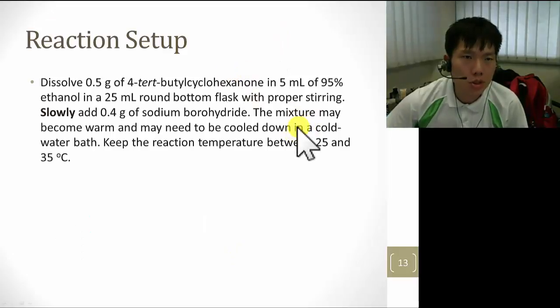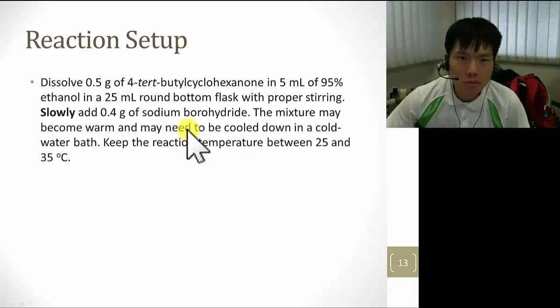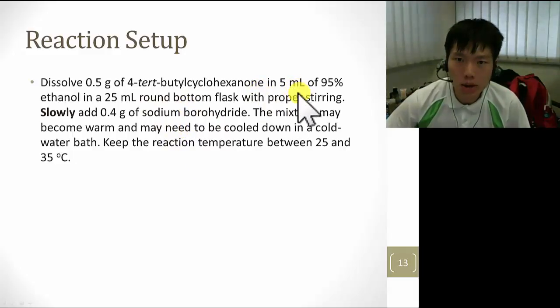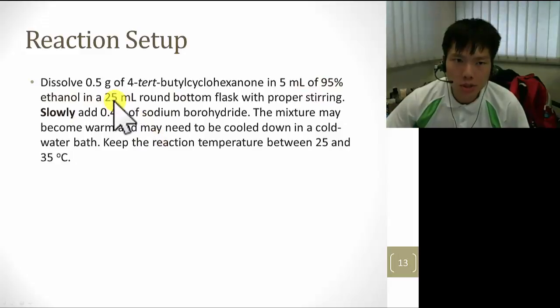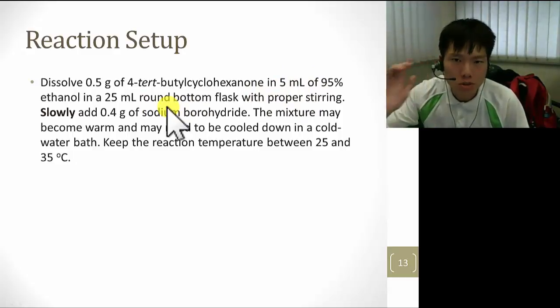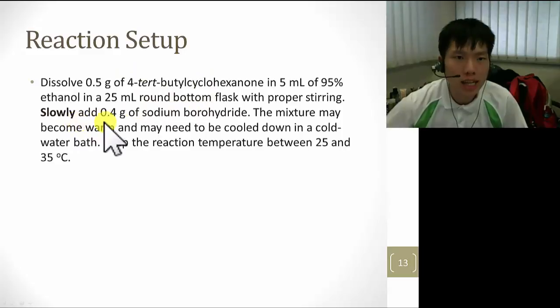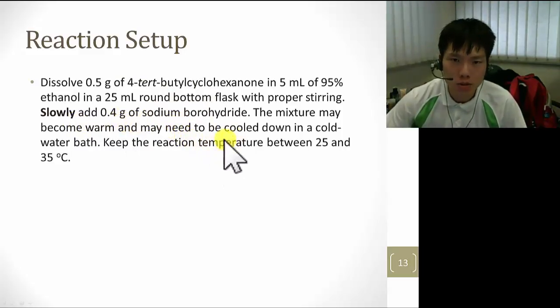Okay, so here comes the reaction setup. Dissolve 0.5 grams of the 4-tert-butylcyclohexanone in 5 ml of 95% ethanol. So you'll be using a 25 ml round bottom flask because the total volume of the solution is not as high as 25 ml. So you're going to stir properly, make sure all of it dissolves, no solid remaining, and then slowly transfer 0.4 grams of NaBH4 into the solution.